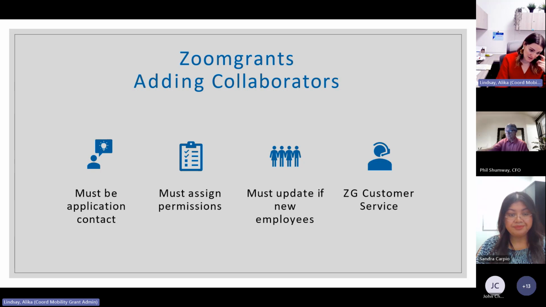We also have a resources website page. So first, we're going to talk about adding collaborators in Zoomgrants. And just some tips to remember: you must be the application contact to add collaborators. You must assign them permissions for them to be able to see and do things in Zoomgrants when they log in. And you need to make sure you're updating the staff table if you have turnover or new employees, and that they're getting training on how to use Zoomgrants and they are adding them as a collaborator. And then remember, we have Zoomgrants customer service. You can email or call if you have issues.